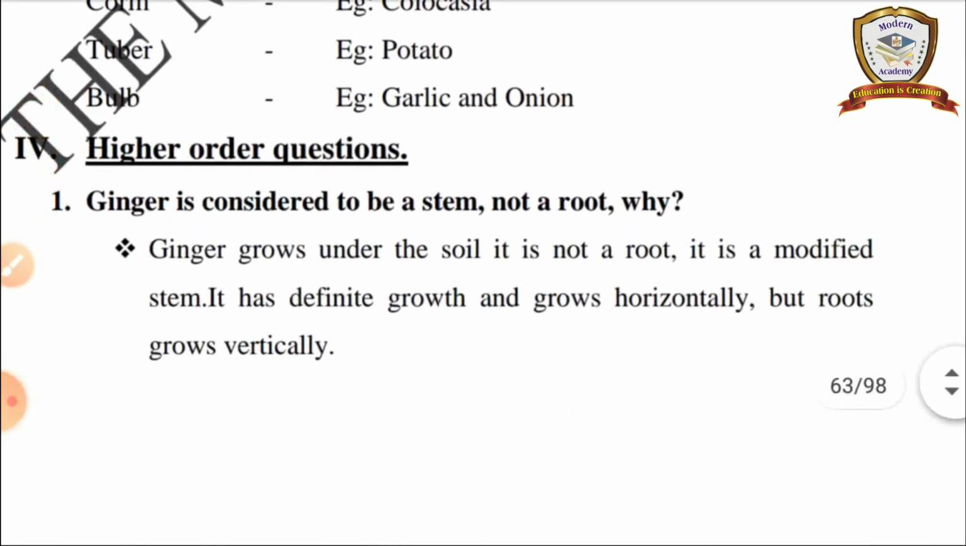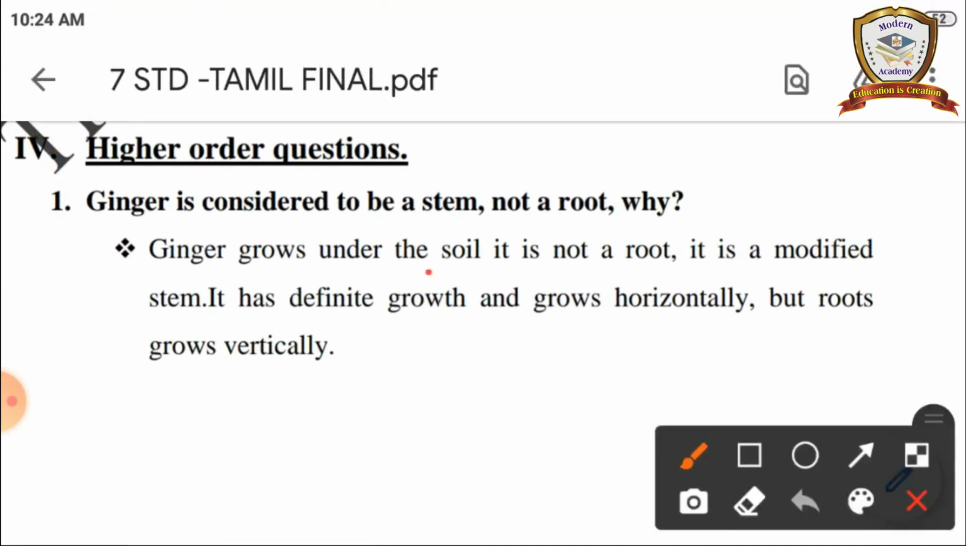Next one, higher order questions. Ginger is considered to be a stem, not a root. Why? Because ginger grows under the soil, but it is not a root. It is a modified stem. It has definite growth and grows horizontally, but roots grow vertically. Horizontally means along the level of the ground, and roots grow vertically, which means downward.